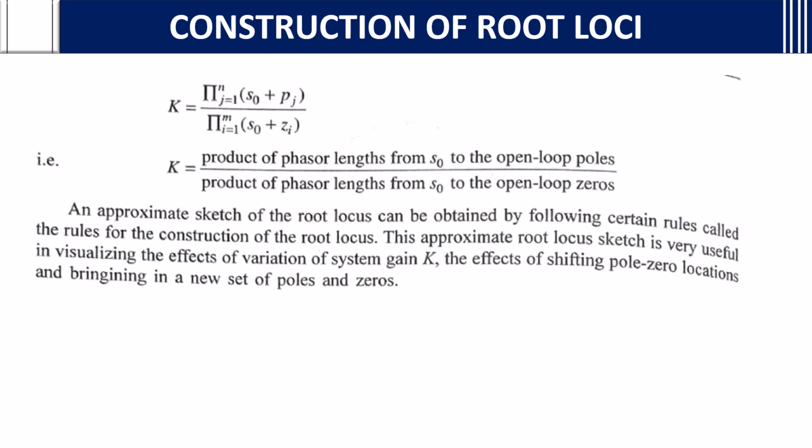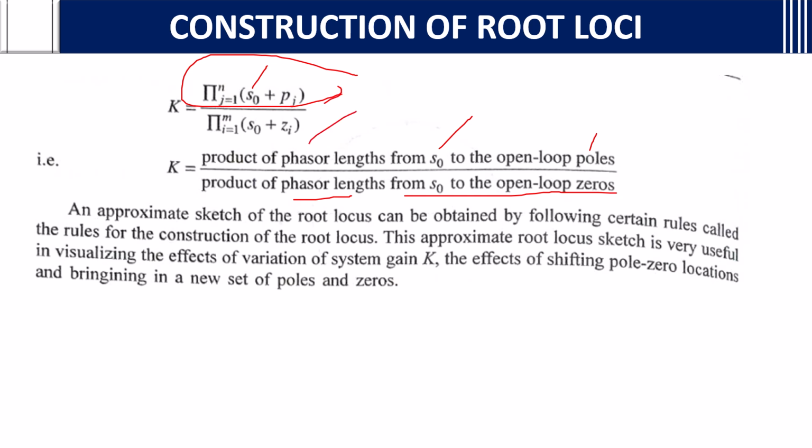Then K is equal to, at a particular point, that is S0, the product of phasor lengths from S0 to the open loop poles, divided by the product of phasor lengths from S0 to the open loop zeros.